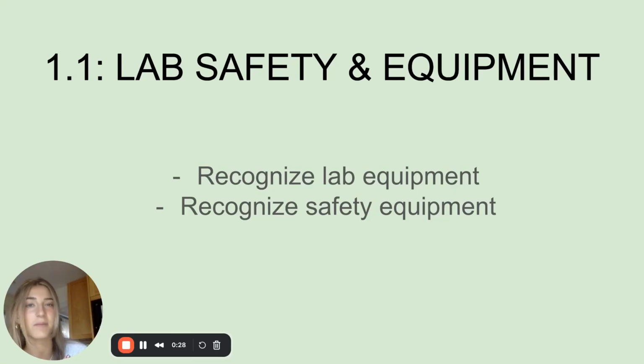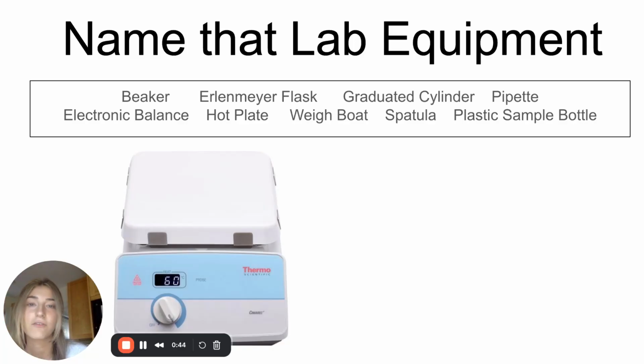Today's video is going to be about Unit 1, specifically lessons 1 to 5. So let's get started with lesson 1.1, which is lab safety and equipment. The goals of this lesson are to recognize lab equipment and safety equipment. So we're going to start off with a little interactive quizzing. Name the lab equipment that you see on the screen.